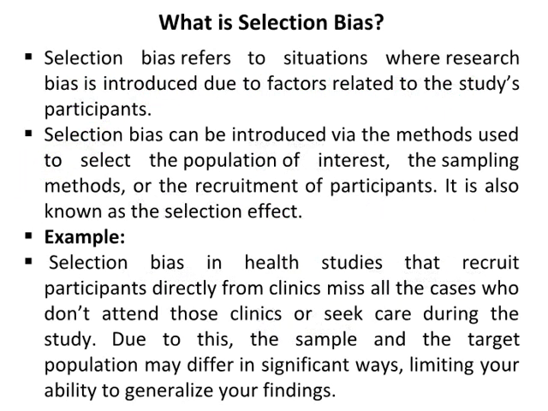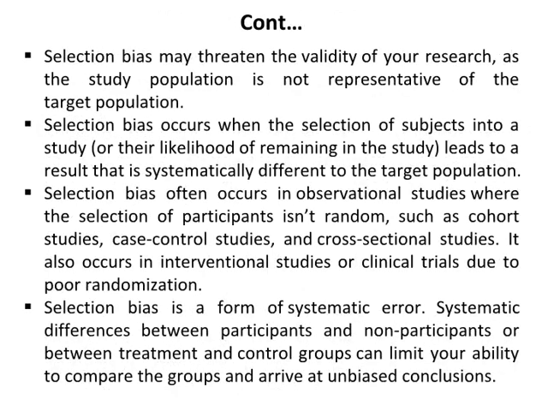What is selection bias? Selection bias refers to situations where research bias is introduced due to factors related to the study's participants. Selection bias can be introduced via the methods used to select the population of interest, the sampling methods, or the recruitment of participants. It is also known as the selection effect. Selection bias may threaten the validity of your research, as the study population is not representative of the target population.